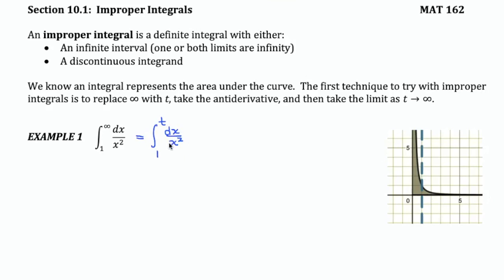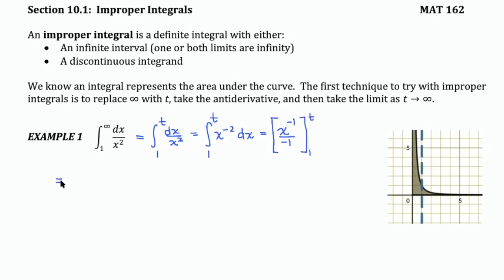Now you treat this as if it was any other integral, like from 1 to 4, 1 to 5. You do it the same way as you would do in those situations. So because we're really looking at x to the negative 2 power dx, the antiderivative for that, we add 1 to the exponent and then divide by that number. And we would be evaluating this antiderivative from 1 to t.